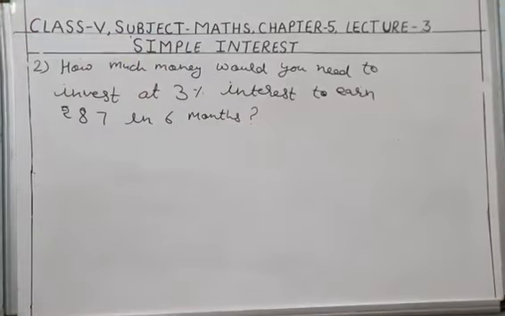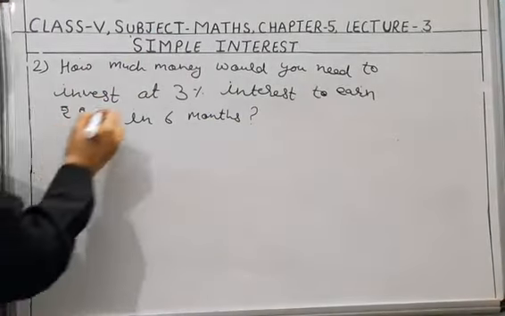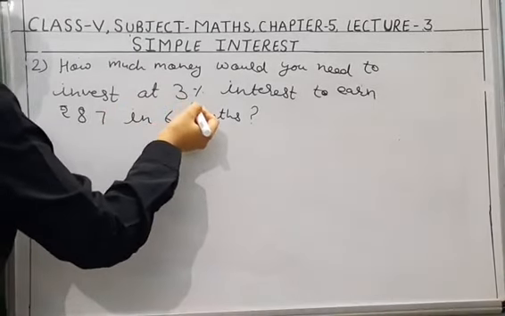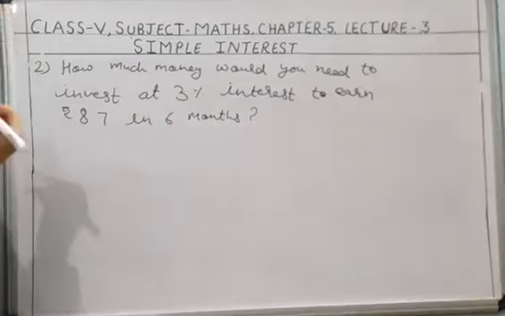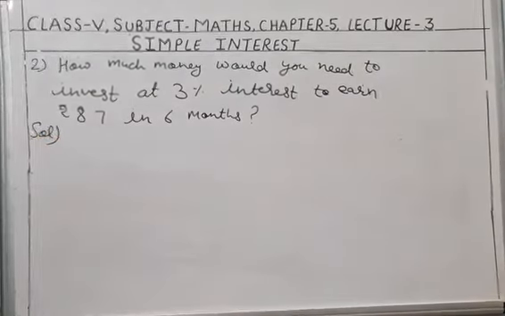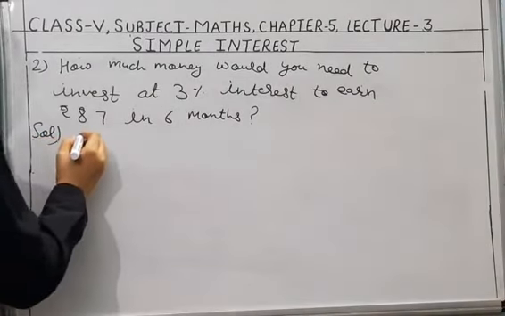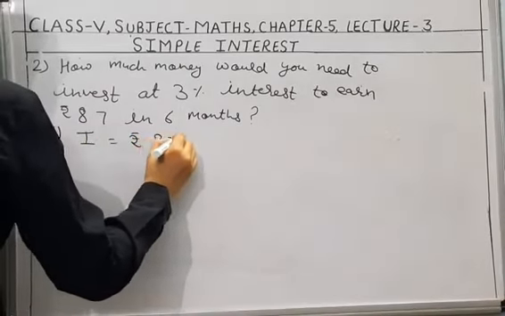How much money would you need to invest? आपको कितना मनी इन्वेस्ट करने की जरूरत है। अगर 3% रेट है और इंटरेस्ट 87 रुपीज मिलता है 6 मंथ के लिए, तो आप कितने रुपीज लगाएंगे। मीन्स वी हैव टू कैलकुलेट हियर प्रिंसिपल, राइट, वी हैव टू कैलकुलेट प्रिंसिपल। Let's start with the given terms, our solution. First of all, interest is given to us rupees 87.